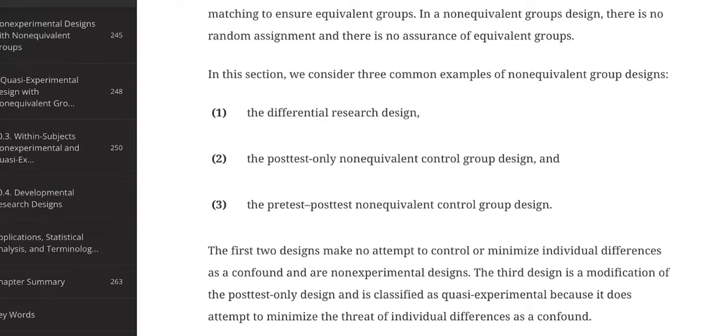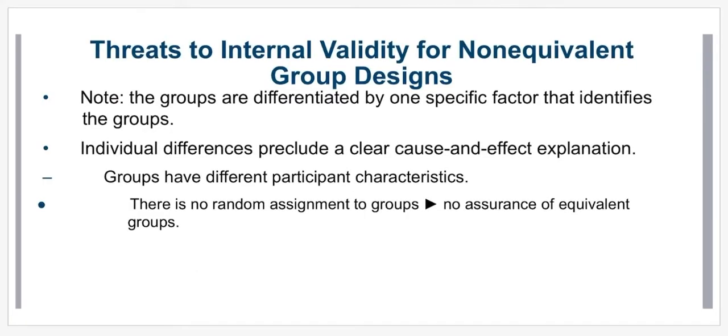So there are three different examples of this. There's a differential research design, there's a post-test only non-equivalent control group design, and a pre-test post-test non-equivalent control group design. A lot of words, I know. It'll make more sense when we go through it here in a second. Let me go back to this.